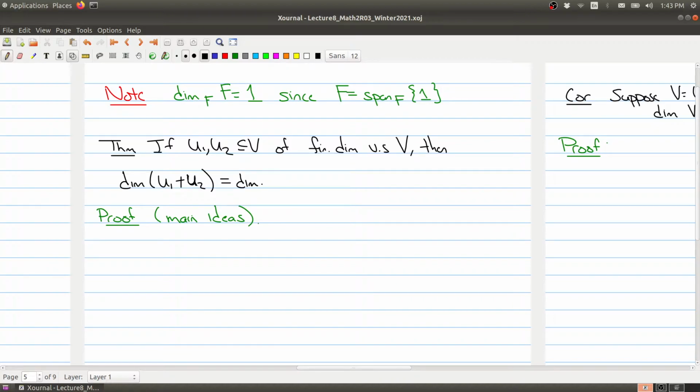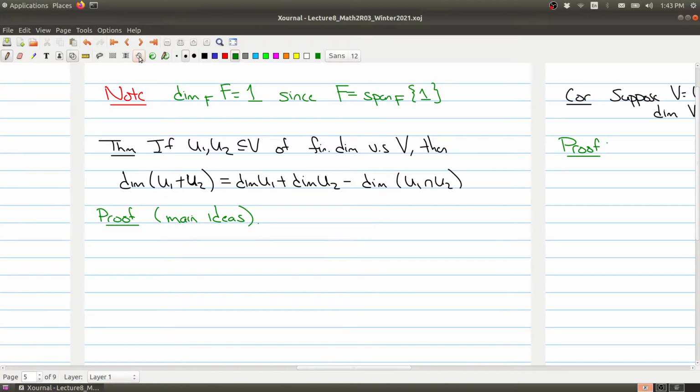It should be the dimension of U1 plus the dimension of U2, but you need to subtract the dimension of the overlap, the intersection of the two spaces. If you're familiar with the principle of inclusion-exclusion, this formula is very similar to that idea. I'm not going to go through all the details because it involves checking a bunch of things about whether you have a basis, but I'll give you the main ideas of the proof.